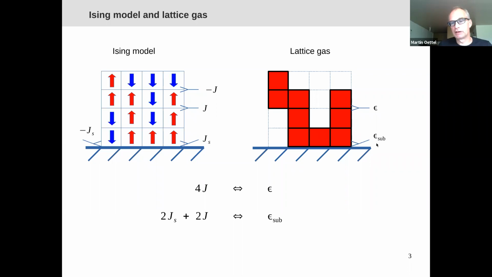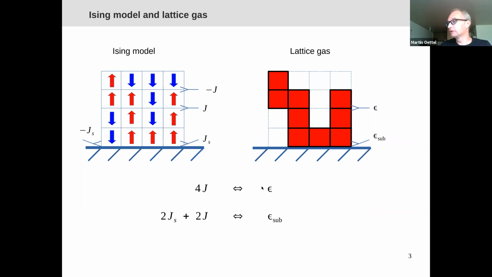Okay, so the lattice gas actually is more a fluid model. So you have a lattice particle which is there, and if a lattice particle is there, you cannot put a second one there. So you have hard interactions, and there is next neighbor attraction by epsilon. And you could also put a substrate there, and there's an interaction of the lattice particle, if it's there, with the substrate, with an energy epsilon sub.